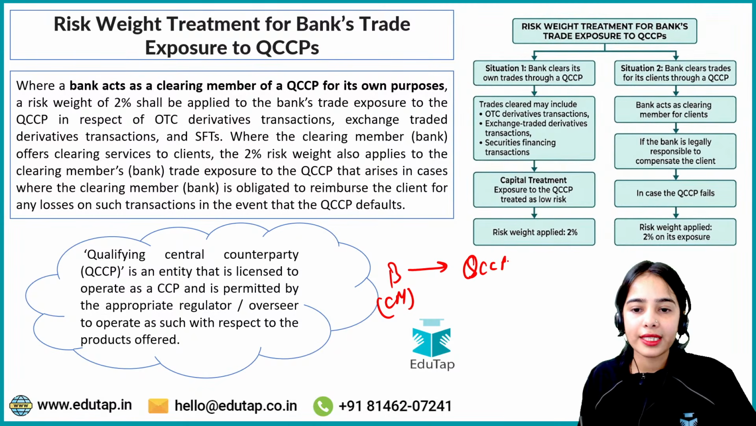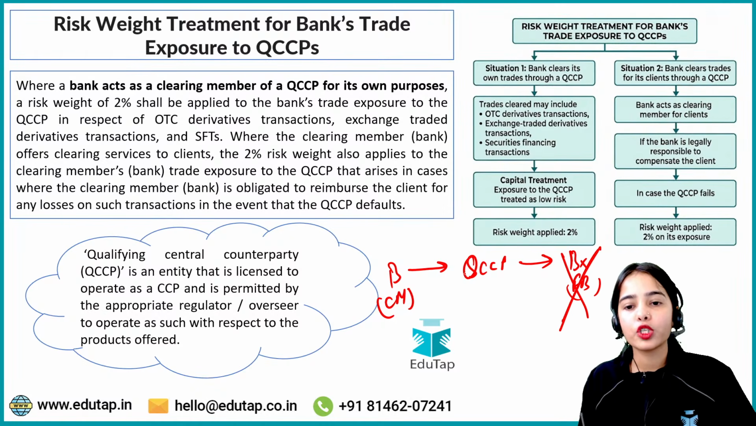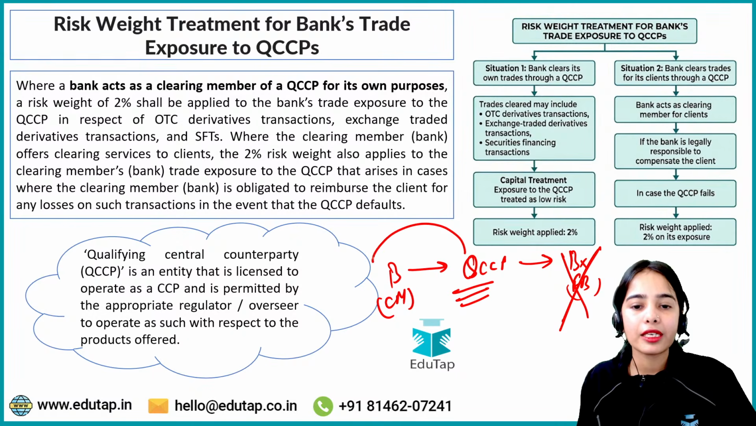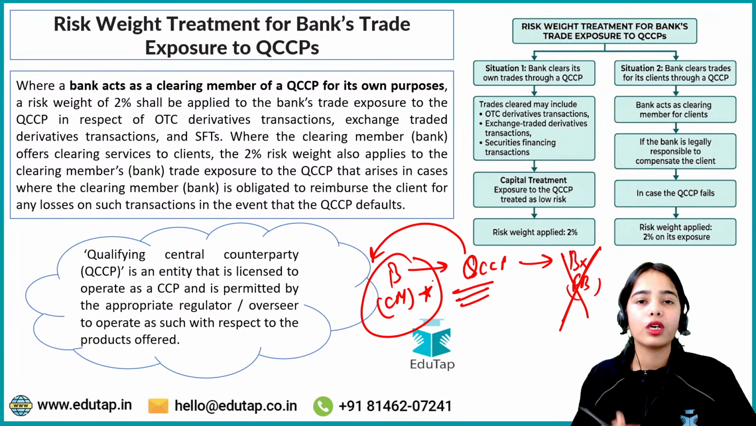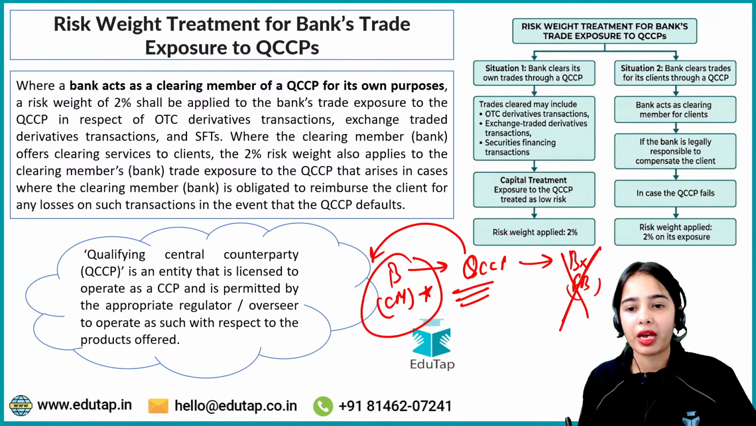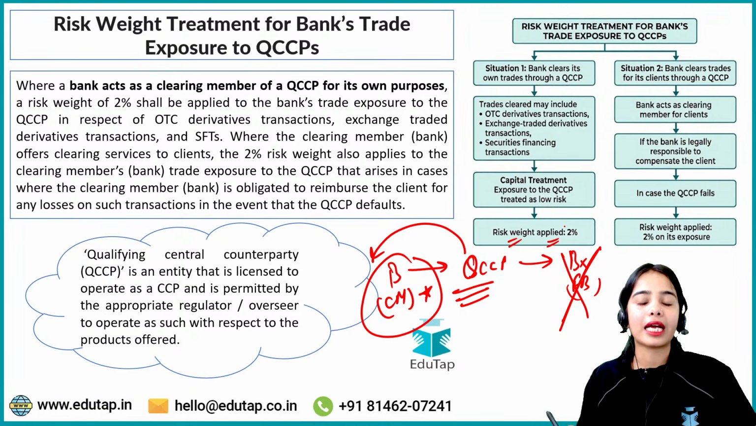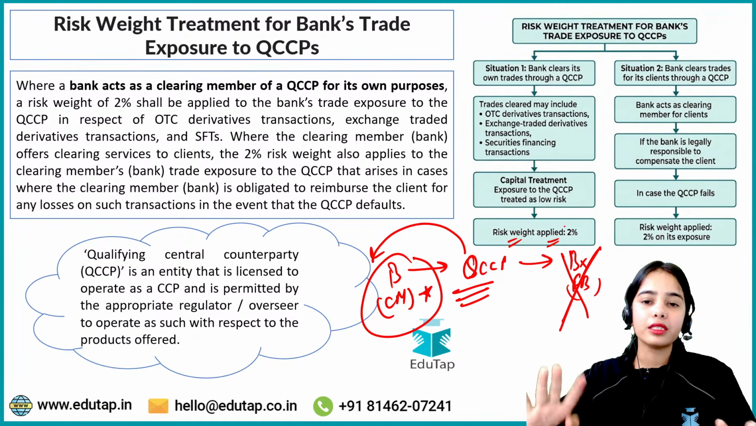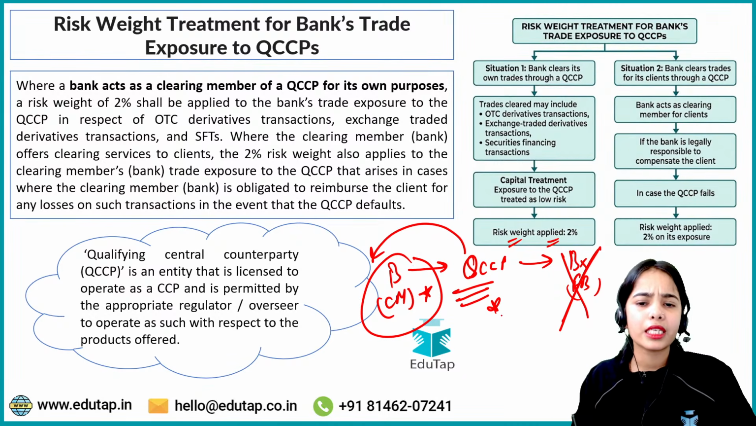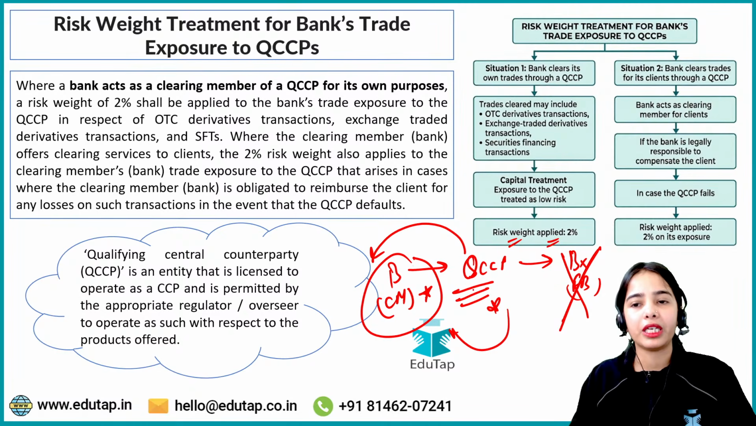So the bank is the clearing member and the bank is clearing its own trade, where there is the qualified central counterparty and the other bank, a foreign bank. If the foreign bank defaults, the qualified central counterparty has to settle the trade, to complete the trade. In this case also, the risk weight that is applied is 2%, because the risk is still there, but it is minimal because there is the qualified central counterparty that can complete the trade.